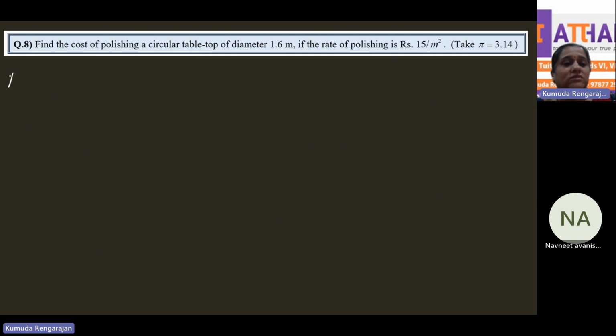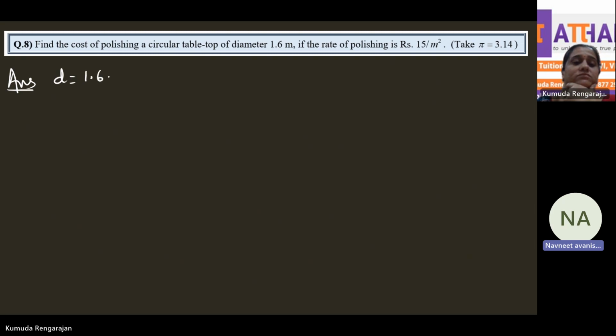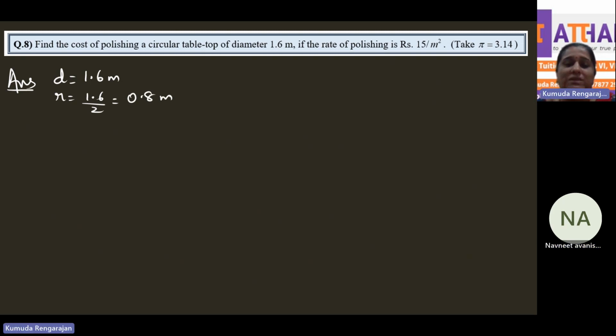Take down the question. Now, what is the diameter given? What is the diameter? Ma'am, 1.6 meters. Then what is the radius? 1.6 by 2 is equal to 0.8. Stop flipping the pages of your book. It's noisy. Please stop that. Okay, radius is equal to 0.8 meters, right?